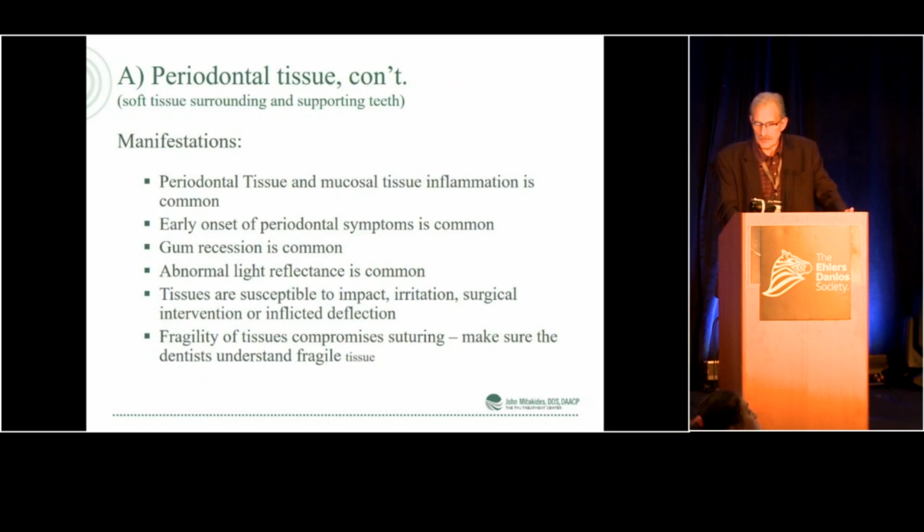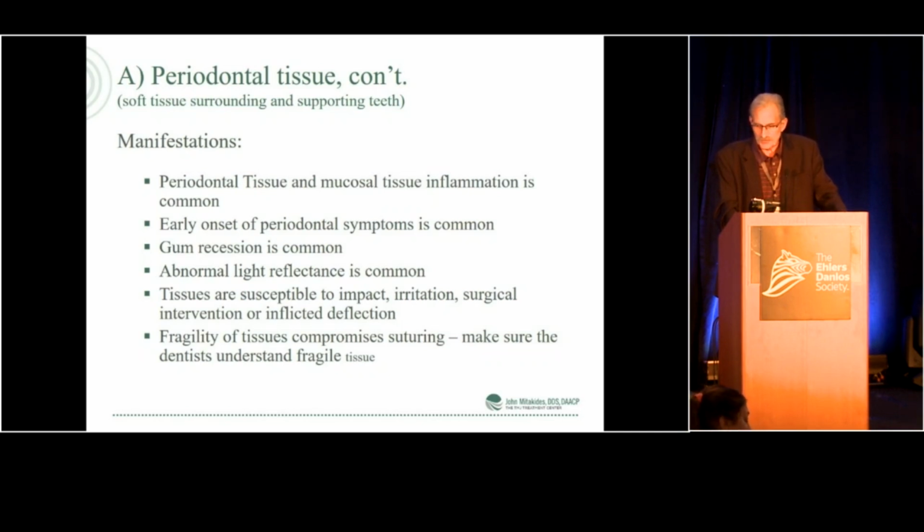Now, other things that happen, the manifestations: the periodontal tissue and mucosal tissue are very inflamed. And that's why maintenance is very important. The onset of periodontal tissue situations is very common. Gum recession is very common. Abnormal light reflection, believe it or not: when you look at the gums, they will actually reflect the light due to the aberration of the blood flow.